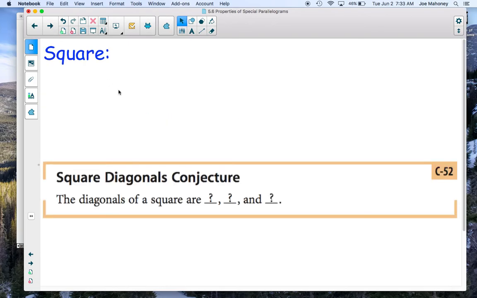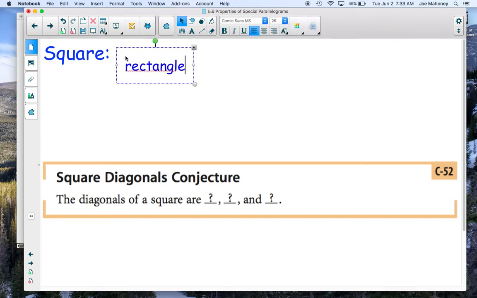So if you think about it, a square has four equal sides. So a square is a rhombus. But it also has four 90-degree angles. So it's a rectangle as well. So a square is both a rectangle and a rhombus.